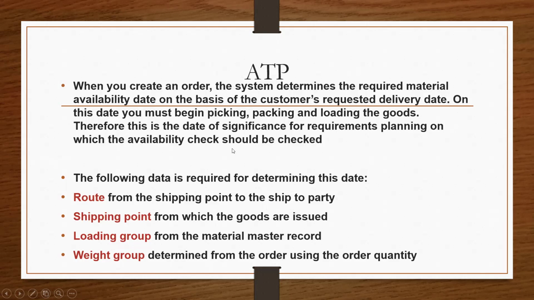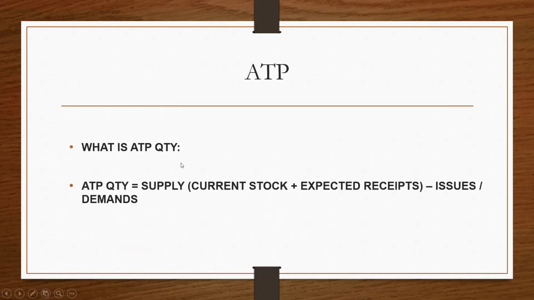Generally there is something called the material availability date. If the full stock, say 100 stock, is available, then how will it be calculated? From the requested delivery date, the pick, pack, and loading time, and various route lead times, all these factors come into the picture. What exactly is the ATP quantity? All these things your system is going to perform by a standard SAP program at background level.